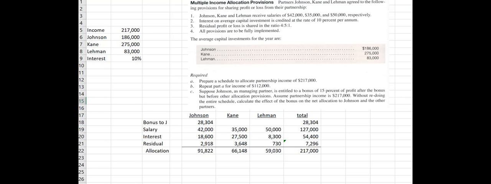Okay, there are several problems like this in the book. I suggest that you do as many of these as necessary until you are confident that you could correctly allocate a partnership's income. And just remember, for this, all you have to do is follow exactly what they tell you to do. It laid out the steps in 1 through 4. You don't have to be creative. Just follow what they tell you, and you'll be fine.